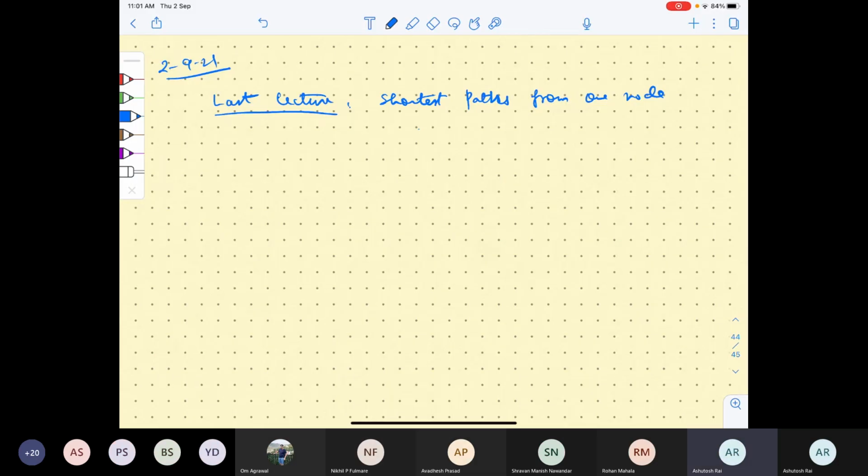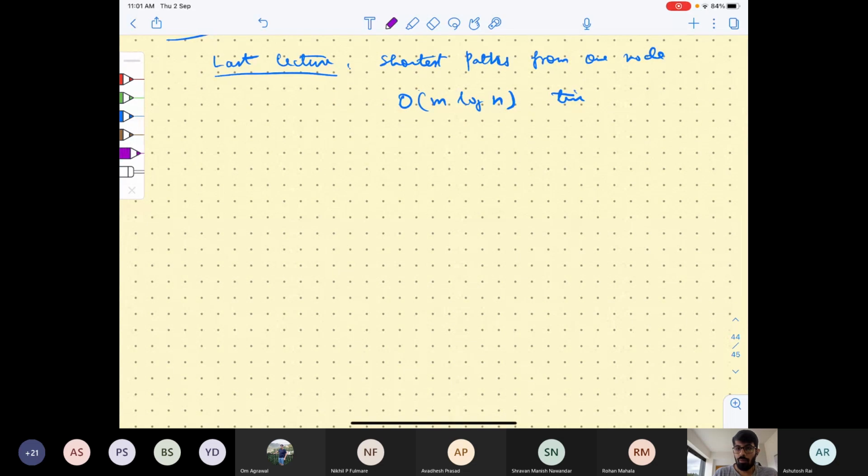So yeah, in the last lecture we looked at the shortest path problem from one node, and we looked at a greedy algorithm for it, and we showed how to do that in order m log n time. Now in this lecture we are going to look at another graph problem, which is called minimum spanning tree.